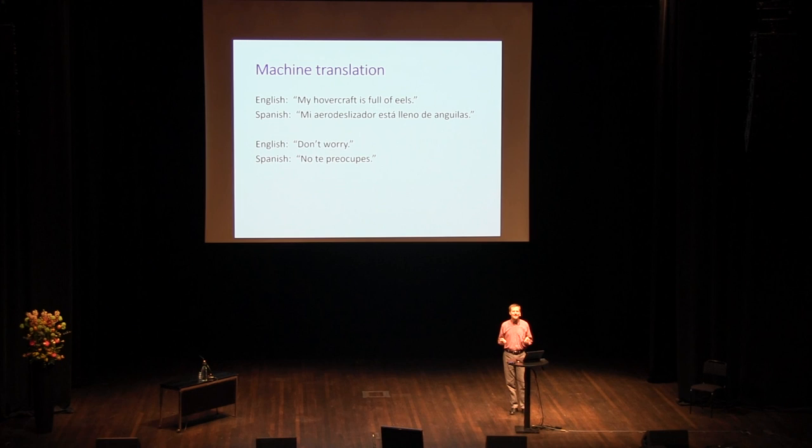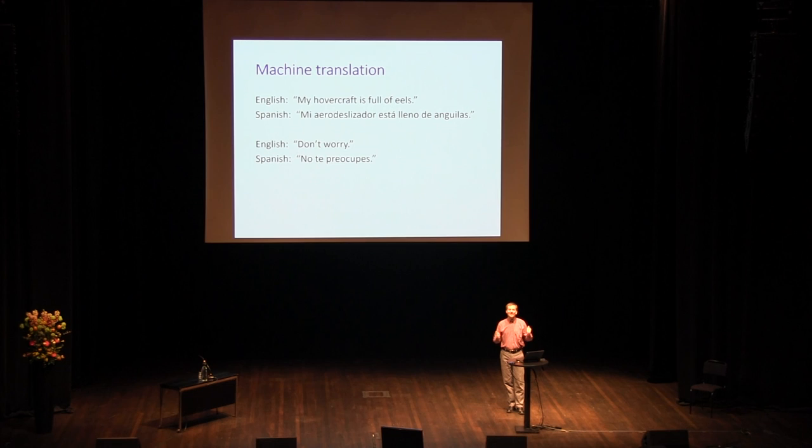Now, here, it's actually kind of easy because there's a one-to-one correspondence between the words. But in certain parts of the Spanish-speaking world, the right way to say "don't worry" is "no te preocupes": don't let yourself get preoccupied. There isn't a one-to-one correspondence there, and there are many more examples of this. Yet, there are systems, freely available even, that do a fantastic job of this.